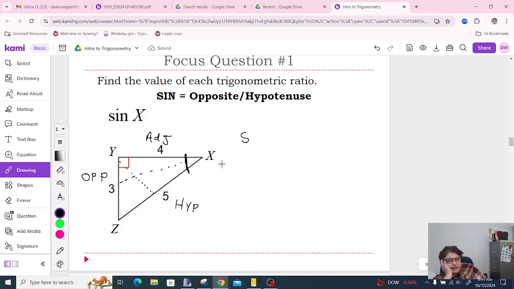Now, it's saying sine of x has to equal, and it's going to be a ratio, meaning I'm going to have a fraction. What number again is opposite? 3 is opposite, right? And then what's hypotenuse? 5. So the ratio, if I ask for the ratio, the sine of x, I would say the ratio is 3/5. Any questions on that one? Yay, nay?